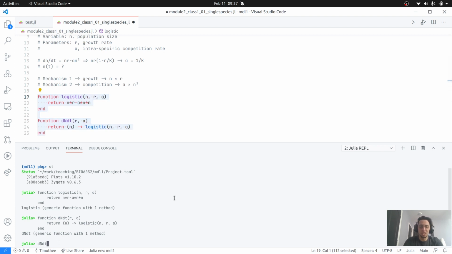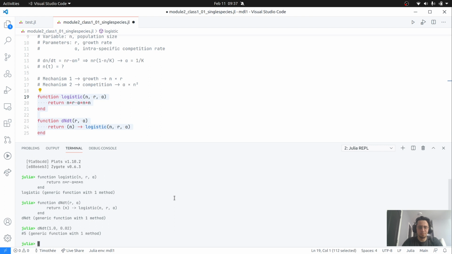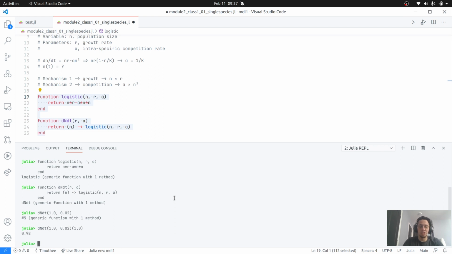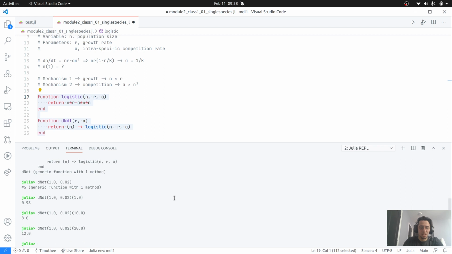So let's try. What if we do dn dt of one growth rate of 1 and a rate of competition of 2 times 0.02. That is a function. And if we apply this function to a population, it is going to tell us the dn over dt, the derivative at this time, at this value, is 0.98. If we try with a very, very high value, it is going to tell us various things. Let me check that the model is correct.